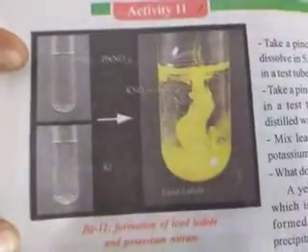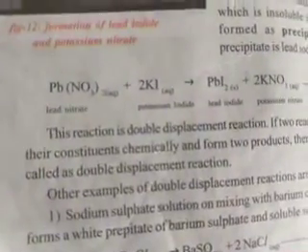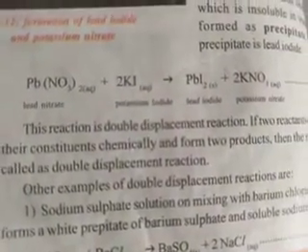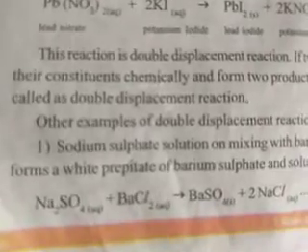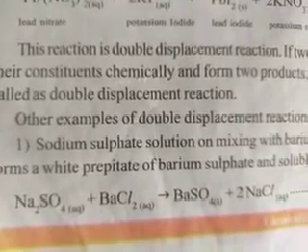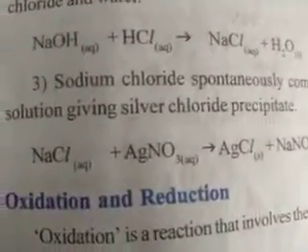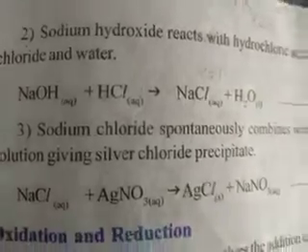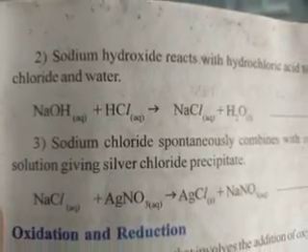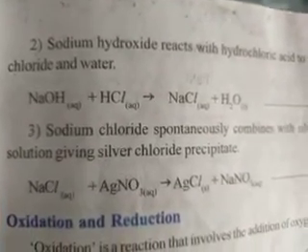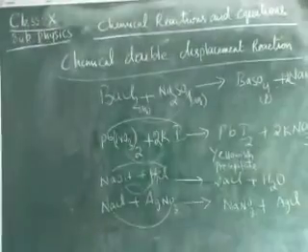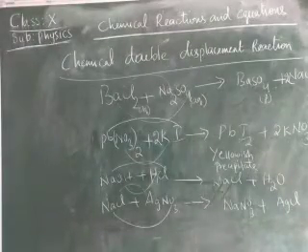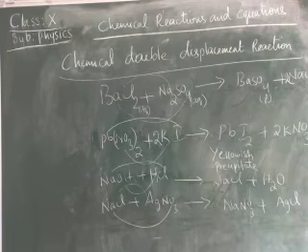This is activity 11. Lead nitrate reacting with potassium iodide gives lead iodide and potassium nitrate. Sodium sulfate reacting with barium chloride gives barium sulfate and sodium chloride. Sodium hydroxide reacting with HCl gives sodium chloride and water. Sodium chloride reacting with silver nitrate gives silver chloride and sodium nitrate. Therefore, this is about the double displacement reaction, children.